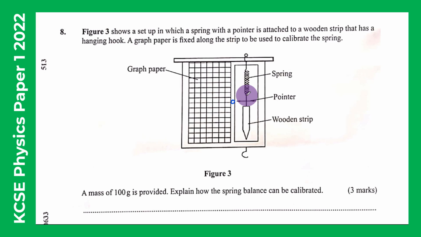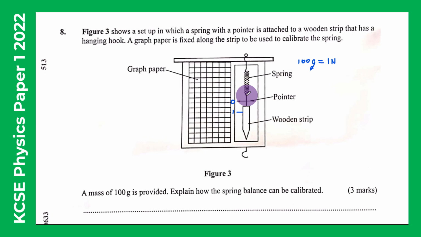Then we suspend the 100 gram mass, which is 1 Newton. 100 grams is 1 Newton. Then this is our argument. Of course, when we suspend that 100 gram mass here, this spring is going to stretch and the pointer will come maybe to some point here. Then we are going to identify that position as 1 Newton. So on our scale, we are going to write 1 Newton.